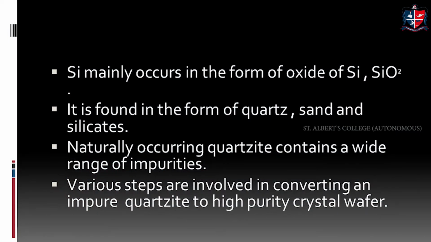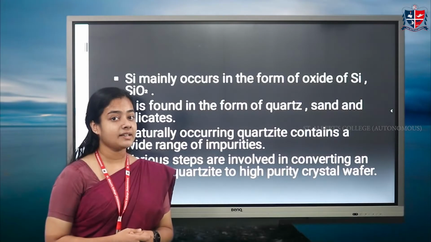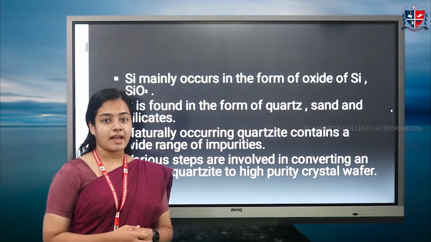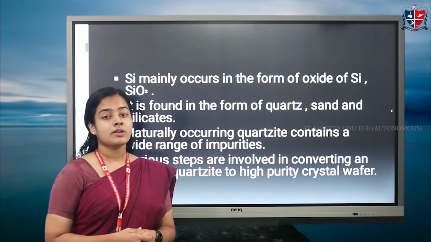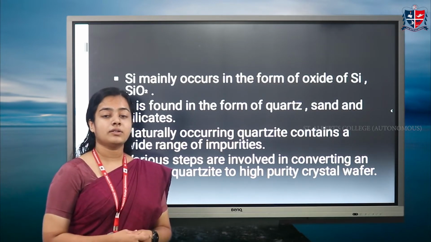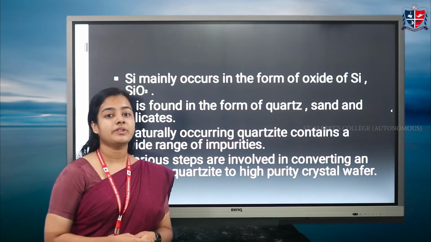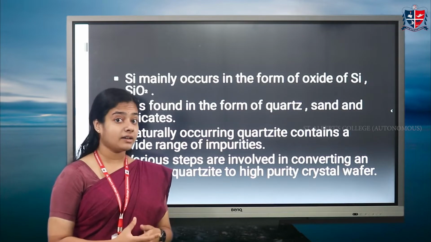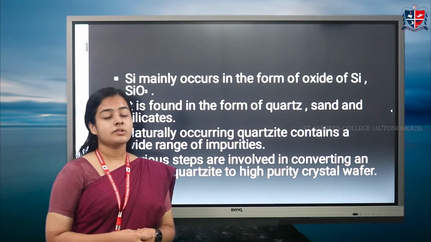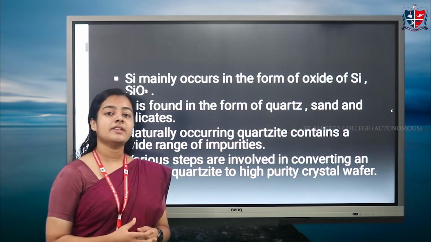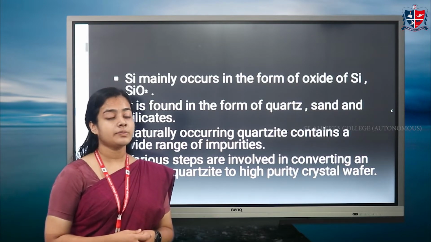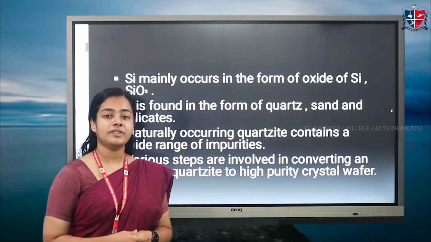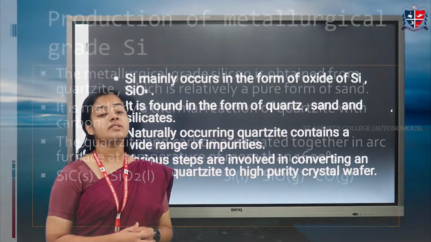This silicon mainly occurs in the form of silicon oxide, and it is found in the form of quartz, sand, or silicates. Naturally occurring quartz has some impurities in it, like aluminium, magnesium, iron, or copper, etc. So before we use it for various applications, we first have to purify it. There are several steps involved in the purification of this quartz.